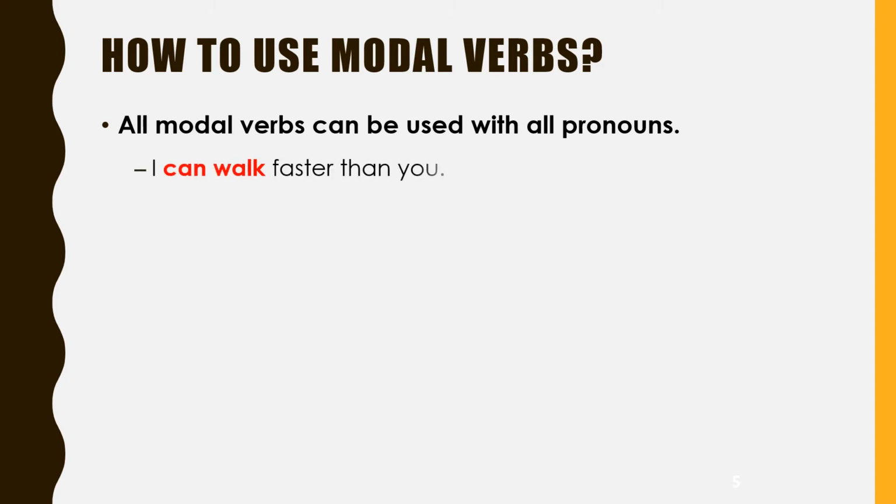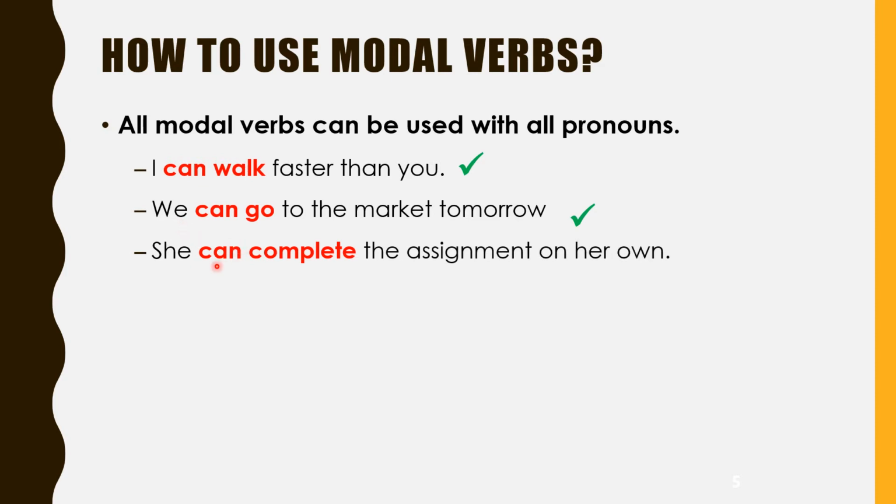So first example, I can walk faster than you. Here, can is a modal verb which is used with I. So this is correct because can is a modal verb which can be used with the pronoun I. Second, here can is used with we. So this is also correct. Third one, again can is used with she. This is also correct. Why? Because all modal verbs can be used with all pronouns.